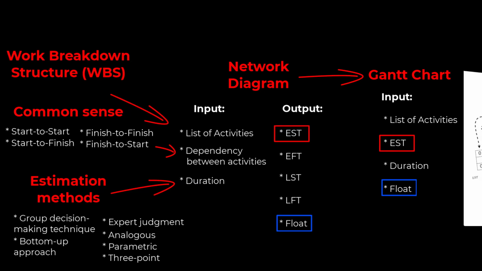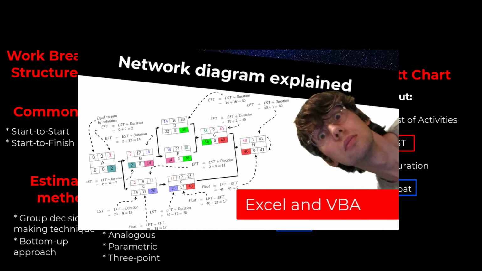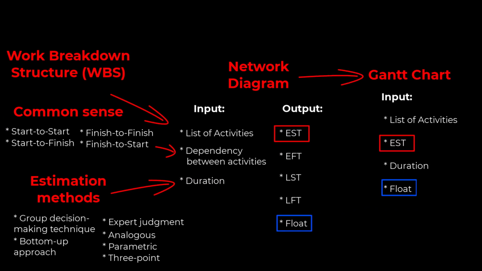So to proceed here, I think you need to look at one of my previous videos, which talks about how to make the network diagram, how you take these three inputs and how you then do a forward pass and a backward pass in order to generate the outputs. So I think you need to look at that. I'm not going to recap that video, but here is the video. Look at that. Assuming you did, let's move on to actually making the Gantt chart.